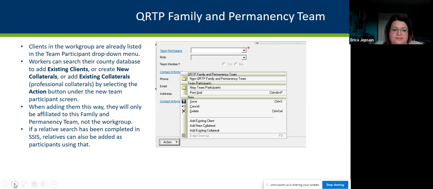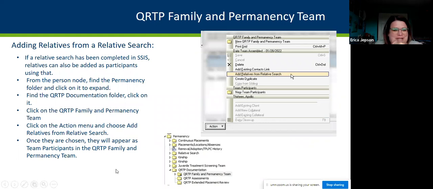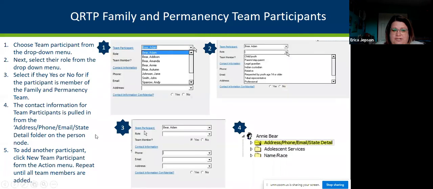Also, if you complete your relative search in SSIS, you can also go to your relative search. I believe we have screens on the next one to show how to get from the relative search. So if the relative search has been completed in SSIS, you go back to that family and permanency team, and you will see the link that says add relatives from relative search underneath the action menu. Click on that, and it will bring up a screen from the relative search, and you just want to choose the relatives that you want added to the family and permanency team. Once they are chosen, they will show up in the team participant.